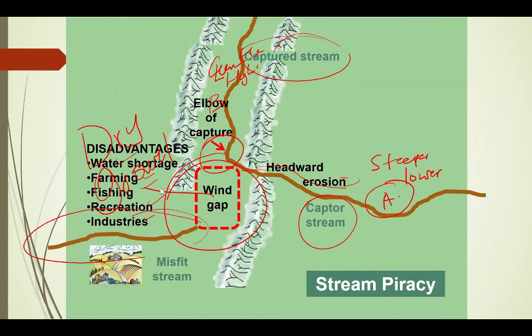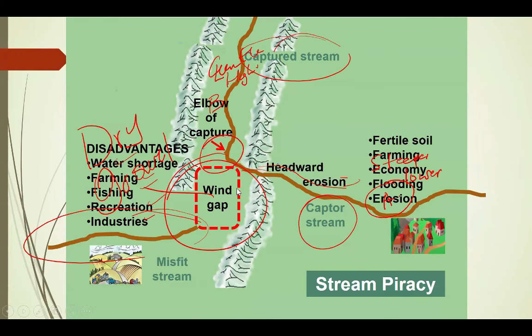But what is going to happen where the river has gained more water? The soil will be fertile, there's going to be more water for farming, the economy will grow, and there are high chances of flooding and high chances of erosion. So this is what might happen to the people that are living here.